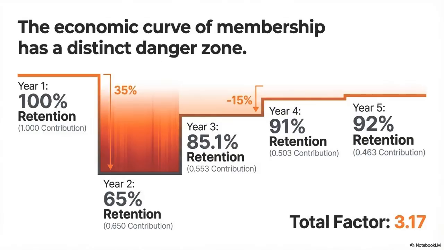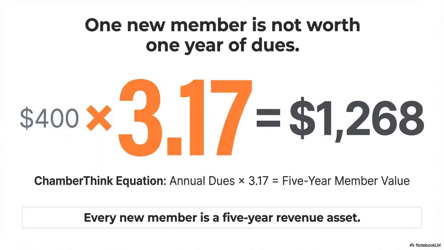So instead of thinking in 1-year terms, we use a 5-year model. On average, a member is worth 3.17 times their annual dues. So a $400 member is not worth $400. They're worth $1,268 over the first 5 years. Now, every new member is not a transaction. It's a 5-year revenue asset.